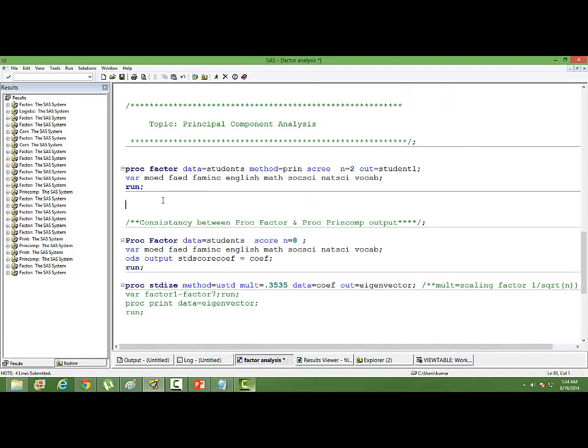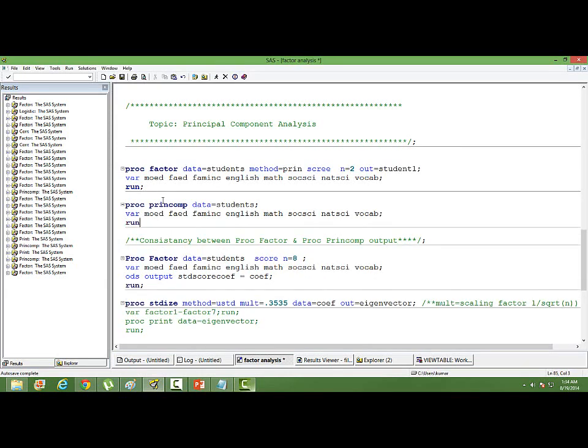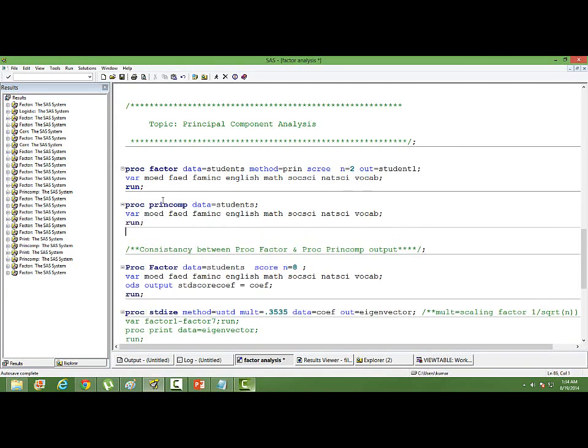Okay, another way of doing principal component analysis is using PRINCOMP, data students, where input variables and then run. Remember one thing here, so one thing I have forgotten to mention.